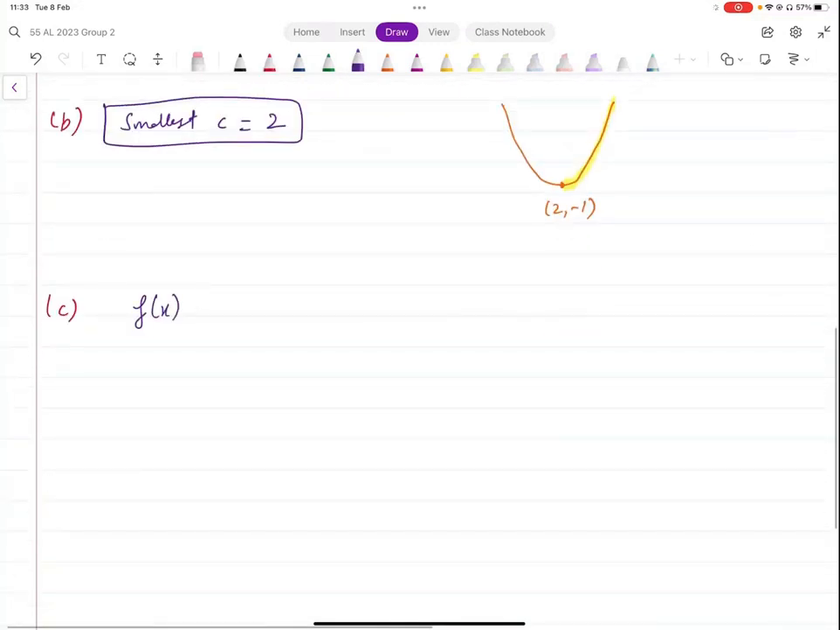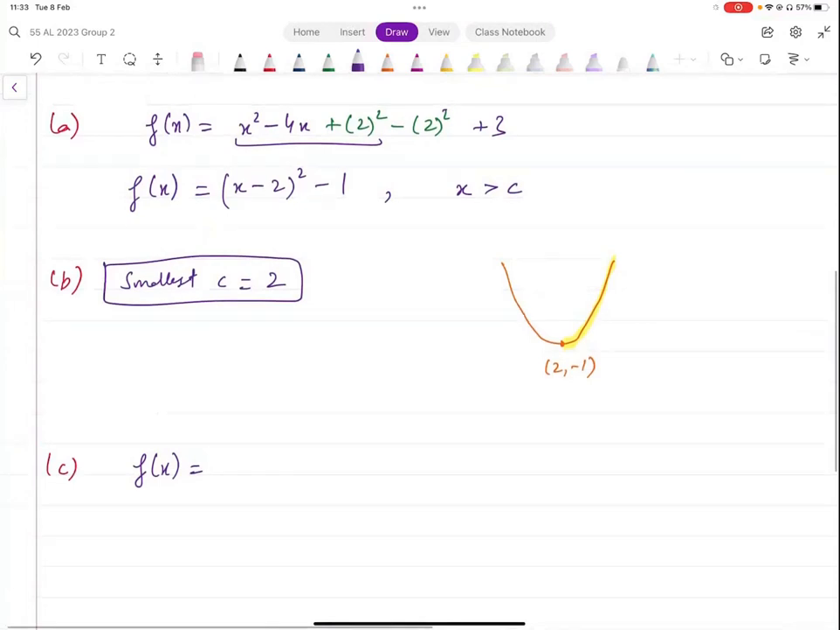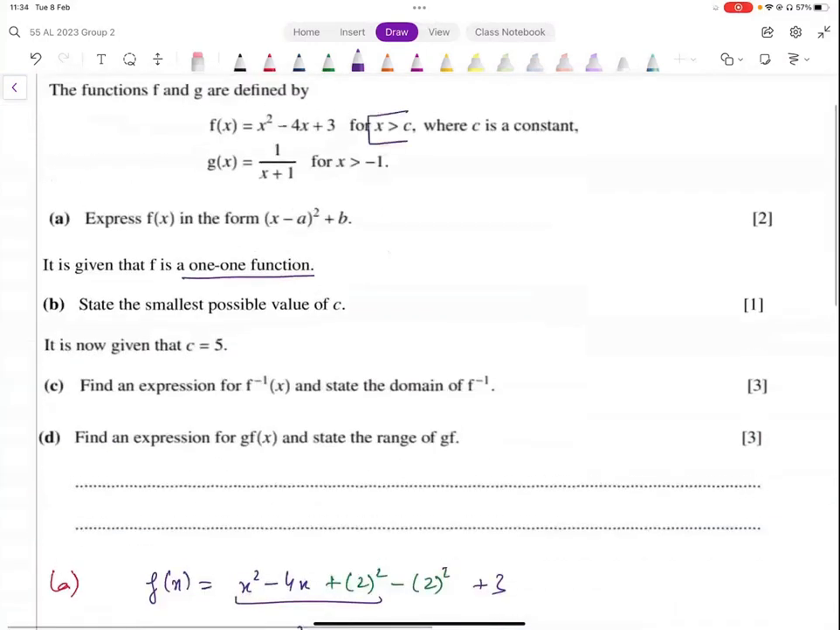We have the function f of x equals (x minus 2) whole squared minus 1. इसकी completed square form है. C की value उसने 5 दी हुई है, so that means the domain is x greater than 5. Right? Domain क्या थी? X greater than C थी ना पहले. Now it's given that C equals 5, so the domain is x greater than 5 now. C की जगह 5 input कर दिया.